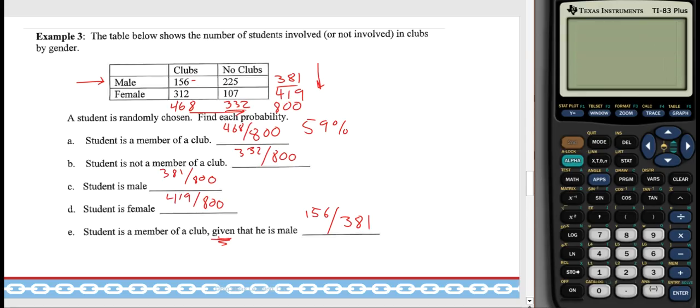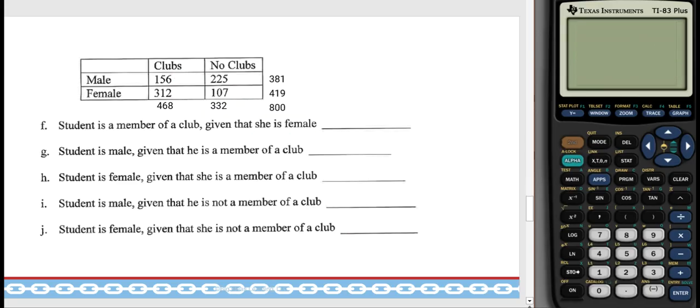So looking then at the rest, student is a member of a club given she is female. So now I am only looking in the female row, right? I'm only going to look here, right? So there are 312 female club members out of 419 total females.